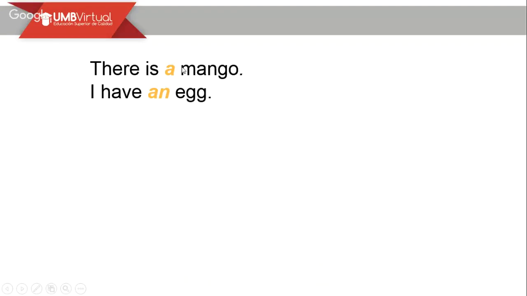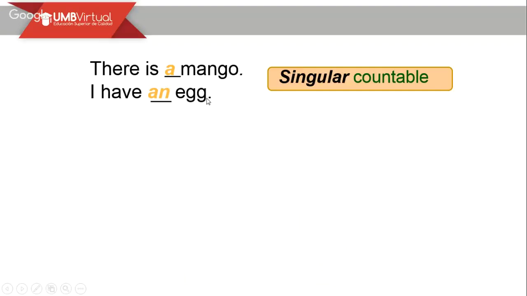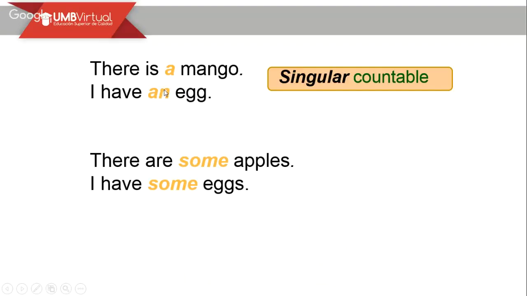And remember the words that help us to define if an object is countable or uncountable. To mention that there is only one, we can use a or an or one. There is a mango or I have an egg. We can see mango is singular and it is countable. Depending on the letter of the next word, next to the word that defines if it is singular, a or an. In this case, it continues with a vowel, so we use an, but in this case, it continues with a consonant, so we are going to use a.